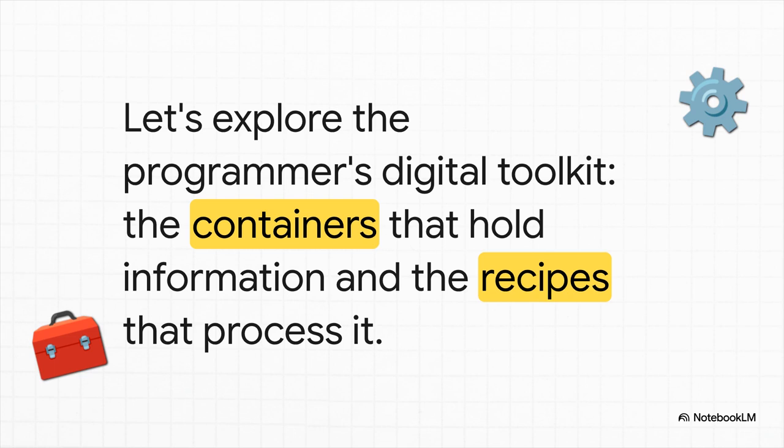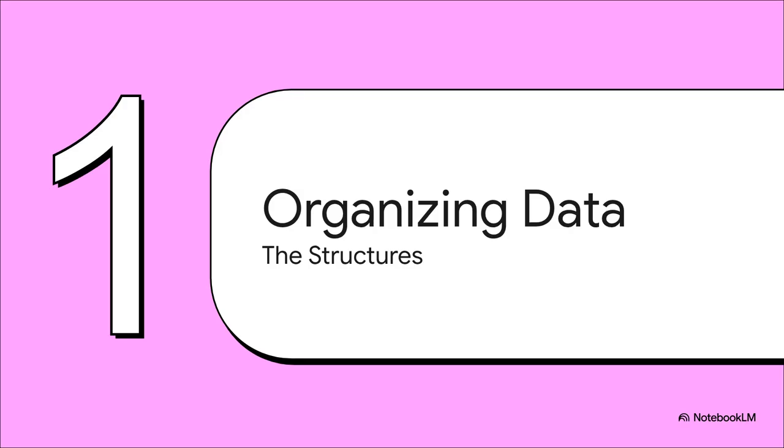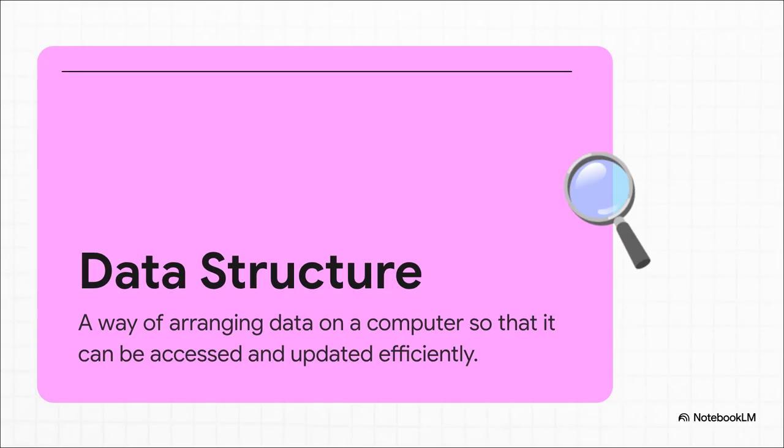Inside, you're going to find two key things: the containers that actually hold all the information, and the recipes that tell the computer what to do with it. First up, let's talk about organization. How do you store and arrange data so you can find exactly what you need right when you need it? This is where data structures come into play. A data structure isn't just a random pile of information. No way. It's a carefully designed system. Think of them as the shelving, the filing cabinets of the digital world. You have to have the right system in place, or everything else falls apart.